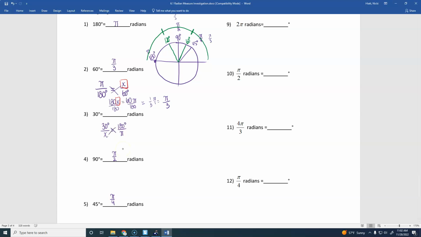If you cross multiply, you get 180 x equals 30 pi. Divide by 180. Divide by 180. And 30 over 180 is going to reduce to 1/6 times your pi, which is going to just be pi over 6.